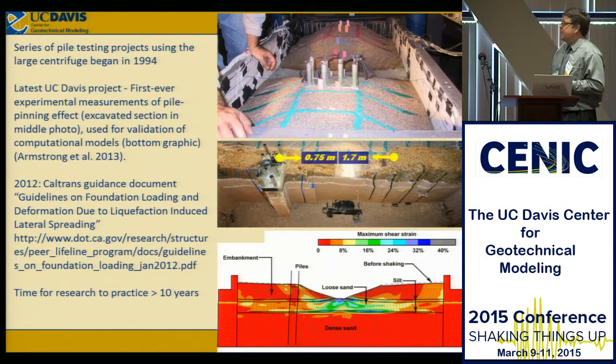foundation loading and deformation due to liquefaction and lateral spreading. This is what Caltrans engineers use. This is what engineers building Caltrans bridges will use to design bridges where they have liquefaction and lateral spreading. And this came out of a lot of the centrifuge tests and other studies that were going on, and the numerical modeling and all the development of the numerical models that go on. And you can see it's more than 10 years going from research to practice, at least 10 years, and that's with rapid data sharing.